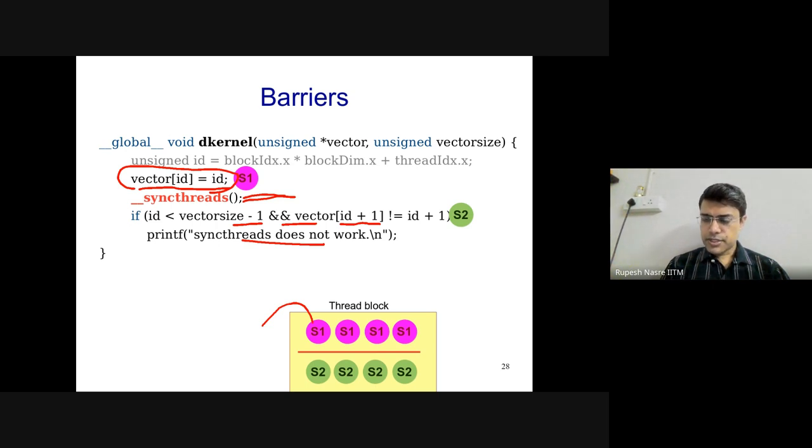Yeah, Sowmeya Lakshmi's question I missed. Will a change made by one thread in a block be visible to other threads in another block? No, not with sync threads. I mean, it may be visible, but it's not guaranteed. It might not be visible.